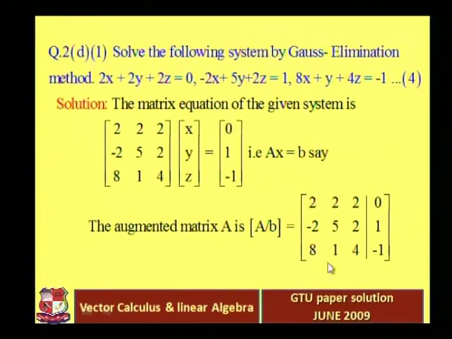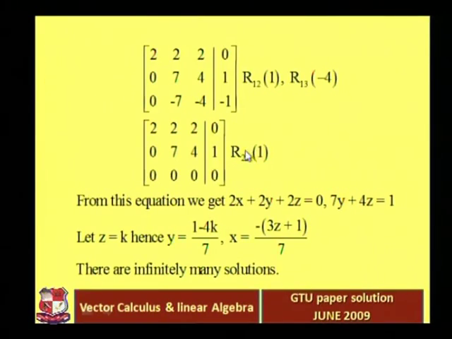Second row becomes 0, 5 plus 2 is 7, 2 plus 2 is 4, and 1 plus 0 is 1. We multiply the first row with minus 4 and add into the third row, so that is 8 minus 8 is 0, 1 minus 4 into 2, that is minus 7, and 4 minus 4 into 2, that is 4 minus 8, that is minus 4. So the second row becomes 0 7 4 1. Third row becomes 0 minus 7 minus 4 minus 1.